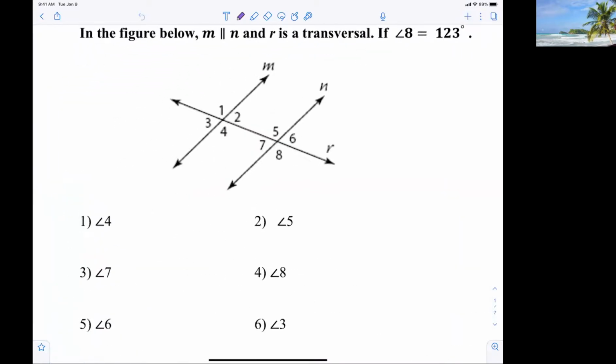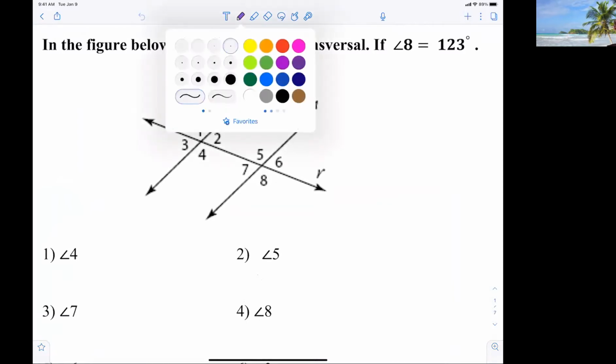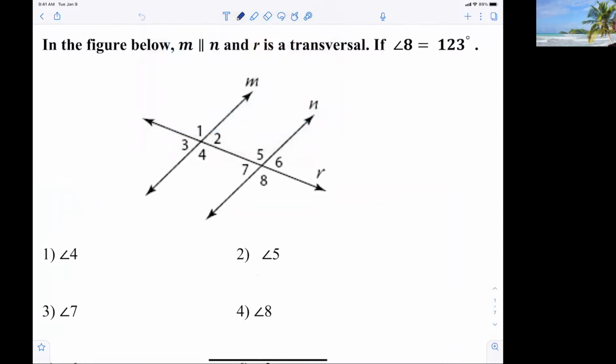All right, so the first thing I want you to do on the test tomorrow is go to where it says angle 8 and put 123 degrees. All right, so angle 8 is 123 degrees. So somebody tell me what angle 5 has to be. Yeah, 123 degrees. Perfect.